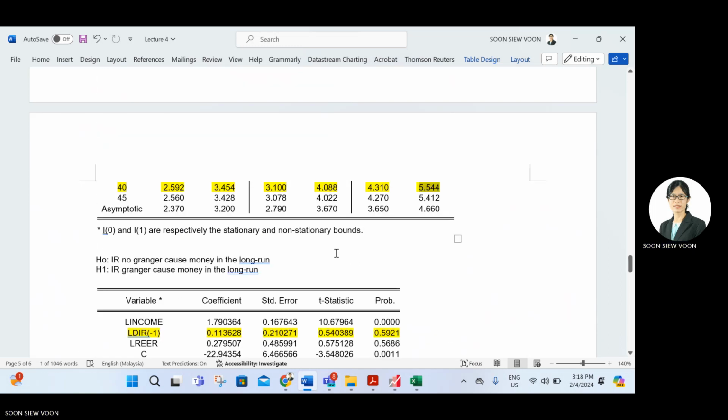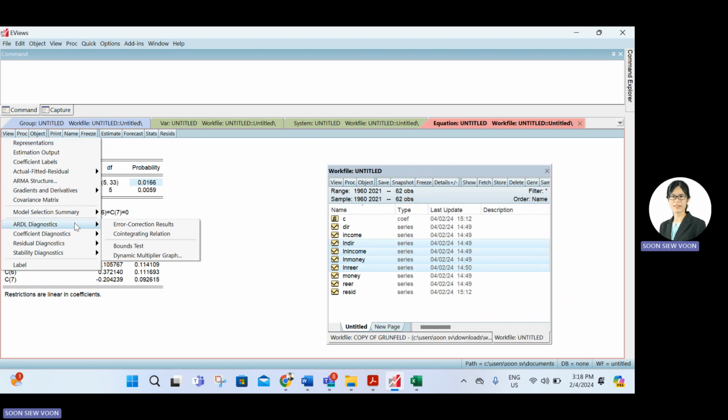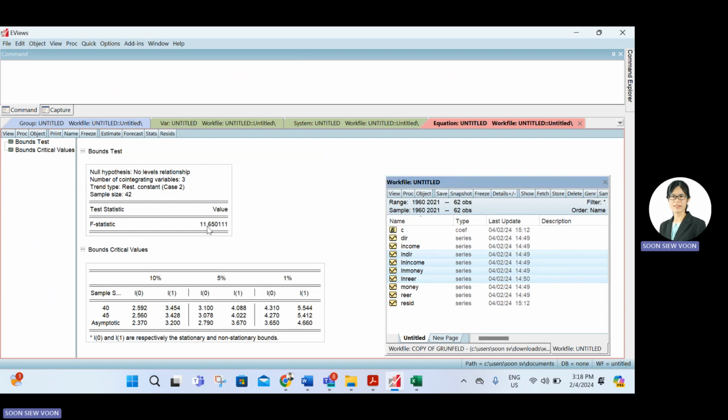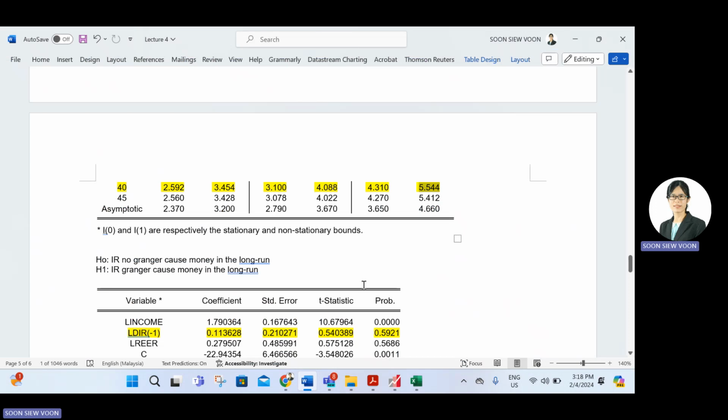So how can I do this bounds test? We go to view here, then go to the ARDL diagnostics. Go to view, then ARDL diagnostics, click on the bounds test. So this is the result, which you can replicate from my notes: 11.65, greater than the critical value 5.54 at 1%, 4.088 at 5%, 3.454 at 10%. Okay, so this is the finding. So what next?